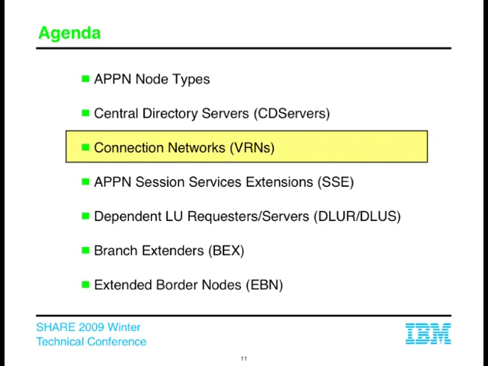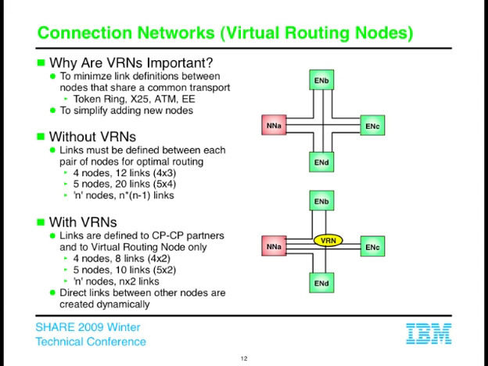That was it for central directory servers. The next couple of charts here is on connection networks or virtual routing nodes. Why are virtual routing nodes important? Virtual routing nodes allow you to minimize the link definitions between nodes and still get meshed connectivity between nodes so that there are no nodes playing intermediate routing on the session path, right?